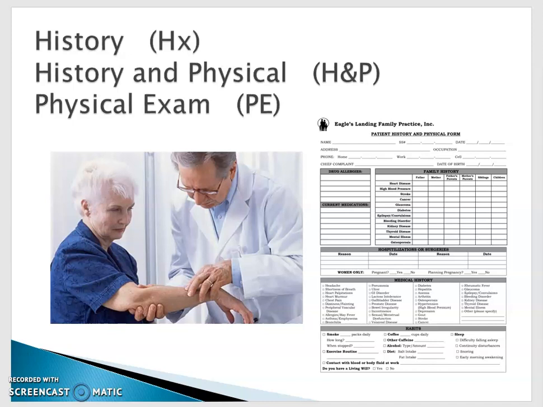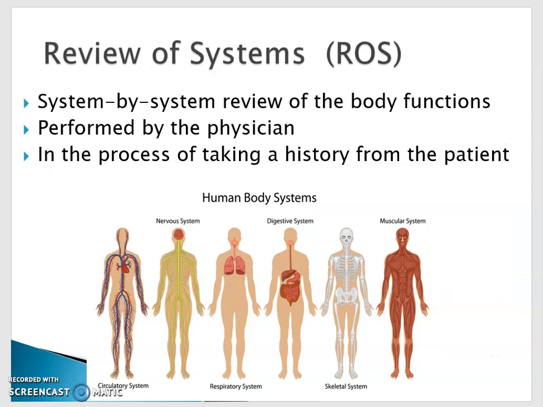forms. And so the first thing they're going to do when they do the physical after the basics is they're going to do a review of systems, an ROS. This is a system-by-system review of the body functions performed by the physician in the process of taking a history from the patient. They're going to look at your circulatory system, your nervous system, your respiratory system, digestive system, skeletal system, muscular system. And we're also going to assess your skin when you come in, because it's one of the things that we look at that seems to give us a lot of information about you.